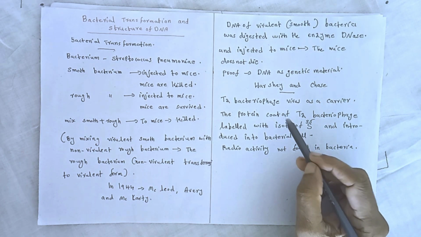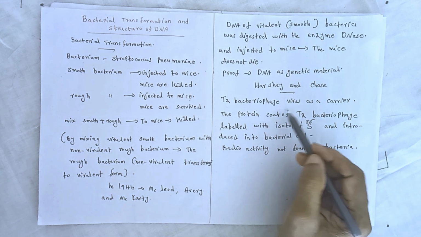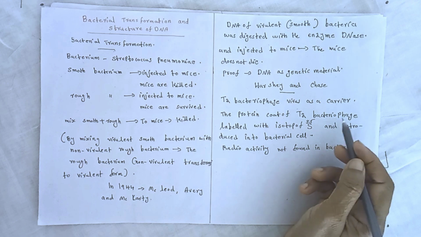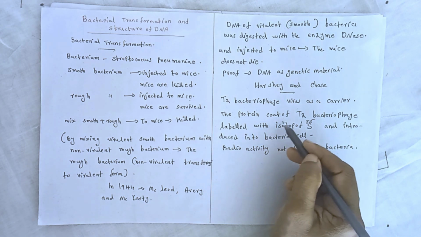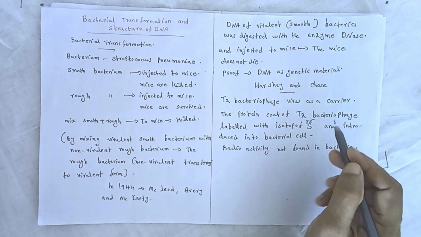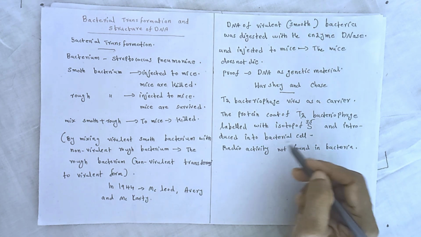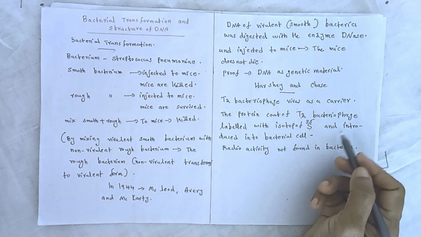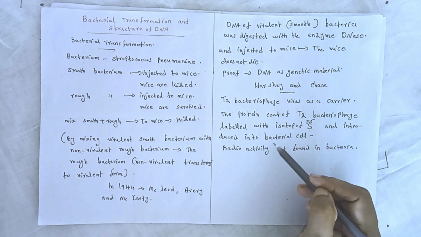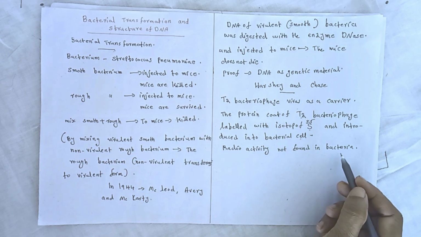Here, Hershey and Chase conduct an experiment using bacteriophage virus as a carrier. This T2 bacteriophage is a virus. The protein coat of T2 bacteriophage is labeled with an isotope of sulfur and introduced into the bacterial cell. The radioactivity was not found in the bacteria.